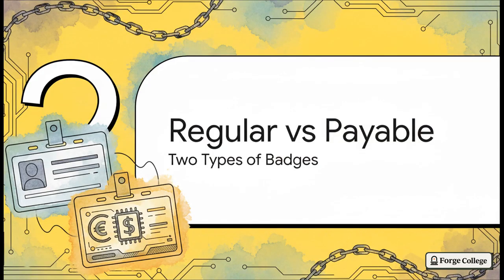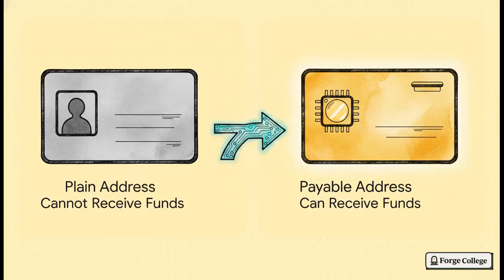Section 2. Regular versus payable addresses, 2 types of badges. Okay, so now that we know what an address is, you need to know that in Solidity, they actually come in 2 totally distinct flavors. We've got the plain address and the address payable. A plain address simply identifies an account. But here's the catch, it cannot directly receive Ether. It's perfectly safe, sure, but it's financially inert.